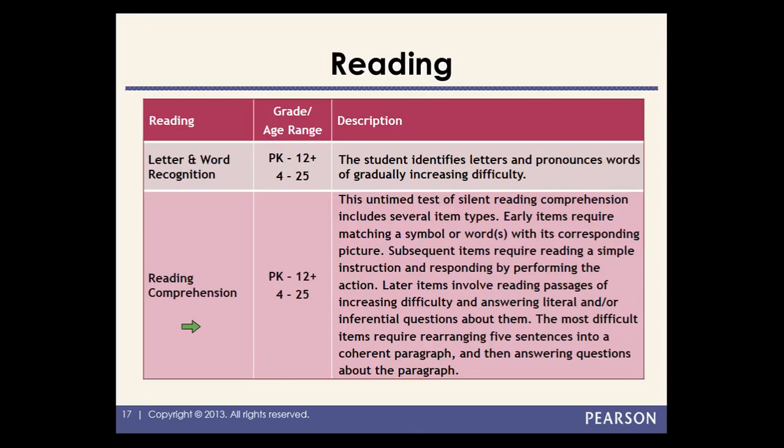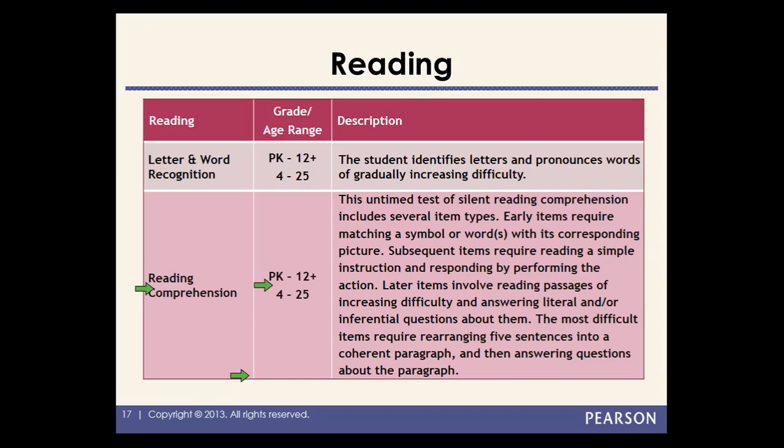Let's look at some of the reading subtests. So we have letter and word recognition, and that goes from pre-K through 12 plus. In that test, the child will identify letters and pronounce words, gradually increasing in difficulty. In reading comprehension, we are measuring reading comp in pre-K all the way through 12 plus, and this is an untimed test with silent reading, and there are going to be several different item types.